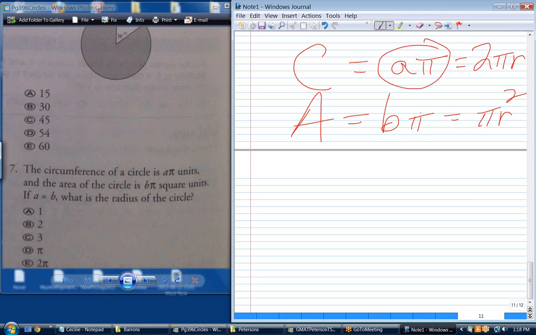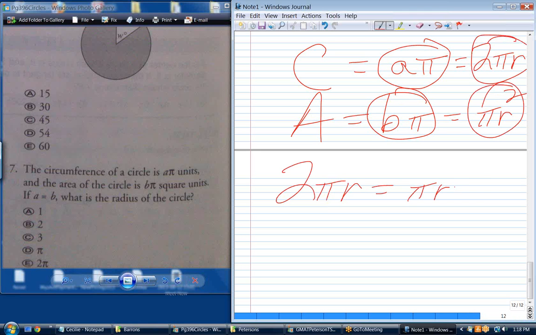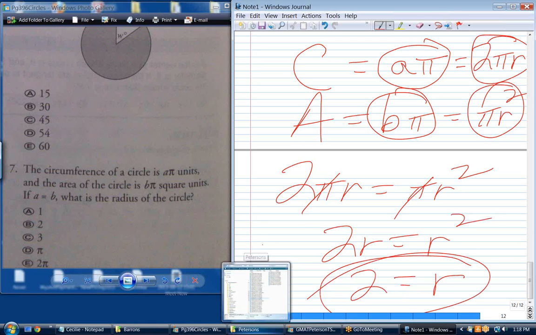Well, they're saying if A equals B, then this equals this. So 2 pi r equals pi r squared. And now we can solve for r. If 2r equals r squared, then 2 equals r. There's your answer. R squared divided by r automatically just gives r. Yeah, as long as you're sure that r can't be 0, that's an okay way of solving it.